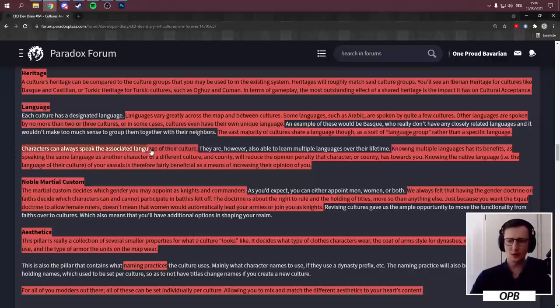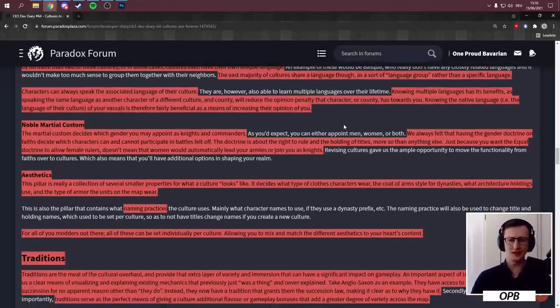Characters can always speak the associated language of their culture, of course, that is what you grow up with. Knowing multiple languages has its benefits, as speaking the same language as another character of a different culture and county will reduce the opinion penalty that character or county has towards you. It makes sense. If I can go to the peasants in a county and talk to them, I can benefit from that. They will like it, they will say, hey, this ruler is close to us, we shouldn't rebel against him, and it might have a positive impact.